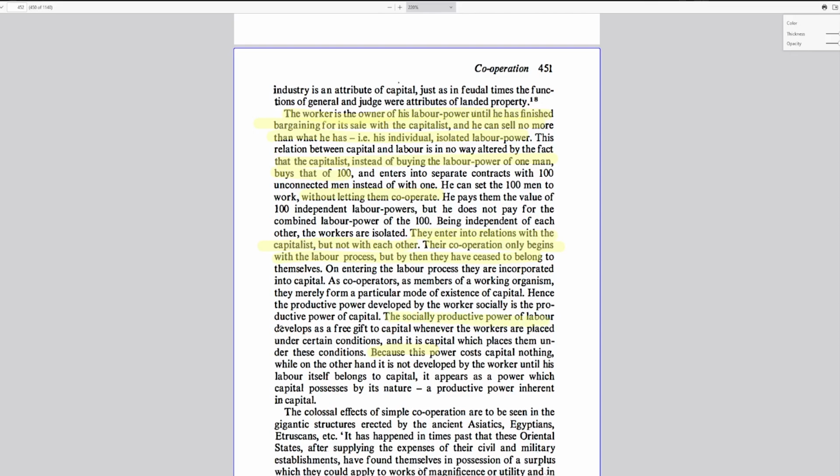socially productive power of labor develops as a free gift to capital whenever the workers are placed under certain conditions, and it is capital which places them under these conditions. And because this power costs capital nothing, while on the other hand it is not developed by the worker until his labor belongs to capital, it appears as a power which capital possesses by nature, a productive power inherent in capital. So because capital can get 100 people to work on one project together by essentially coercing 100 people to do so, they're all going to be brought together on this big cooperative project, whether it be to produce a bunch of random stuff or maybe one large thing, whatever.